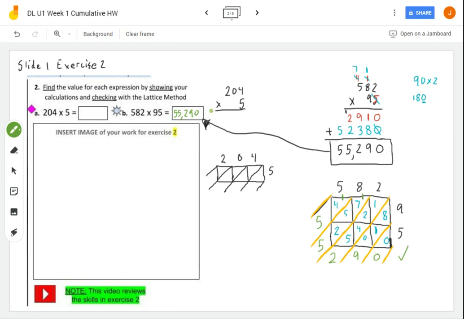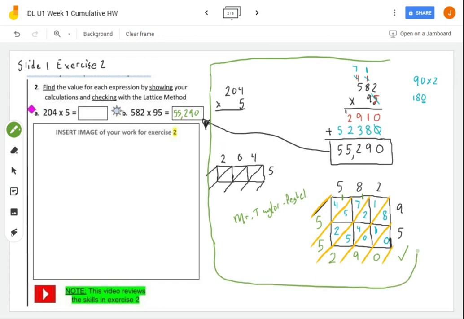55,290, which you can place in here. And then when you show your work for these two different parts, you're going to put your name, and then you're going to take a picture of all of your work. And it should fit within that type of dimension. And then that goes right in here.